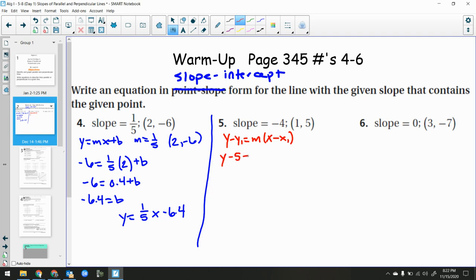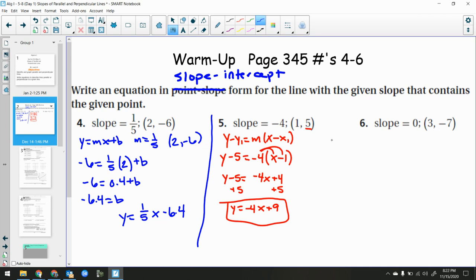Y minus 5, again, I get that from my y value here. Y minus y1 is equal to slope m, x minus x1. And at this point, I just go ahead and solve for y. Y minus 5 is equal to -4x plus 4. And then I add the 5 over to the other side. So y is equal to -4x plus 9. That's my answer there.